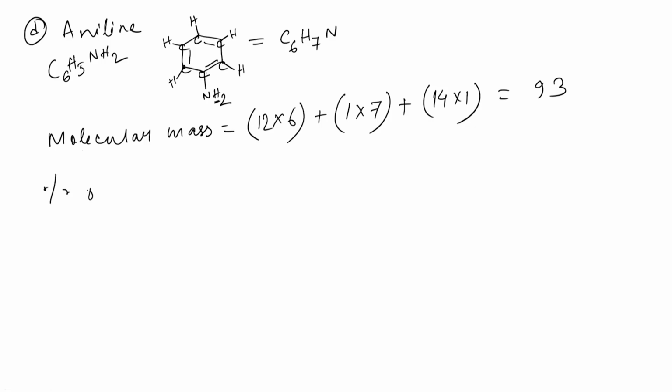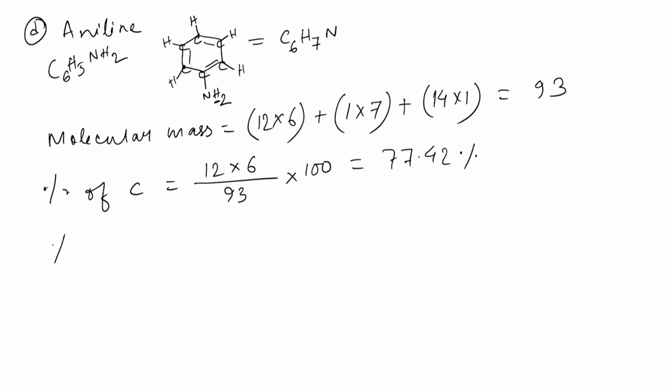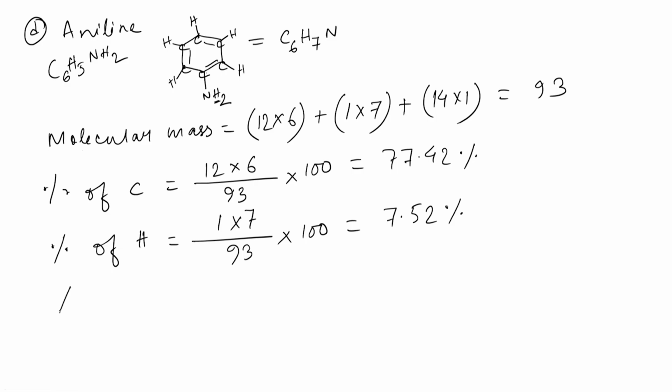So percentage of carbon is equal to mass of carbon into number of carbon by molecular mass of aniline into 100. So this comes as 77.42%. Then percentage of hydrogen. This is equal to mass of hydrogen into number of hydrogen by 93 into 100. This comes as 7.52%.